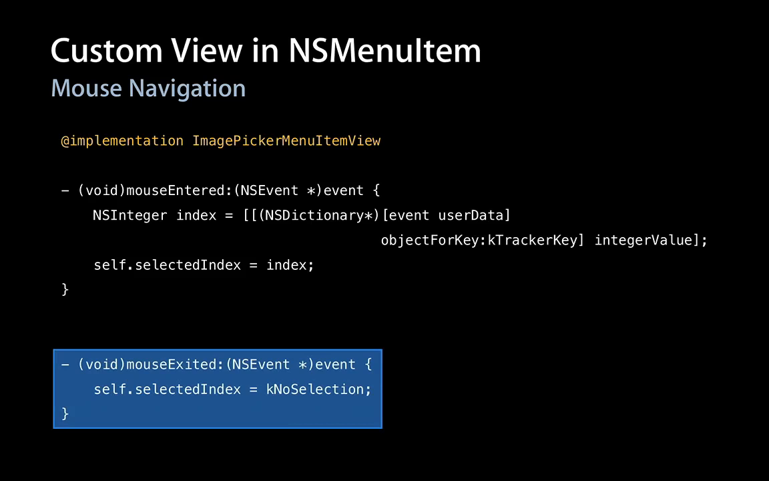Then we implement the mouseExited responder method. We don't need to look at the user dictionary in this case because the user has gone out of our tracking area, so at this point we have no selection. We'll receive a mouseEntered if the user moves the cursor into another image view inside this menu item, so we can rely on that and just return no selection here. Set our selectedIndex to no selection.